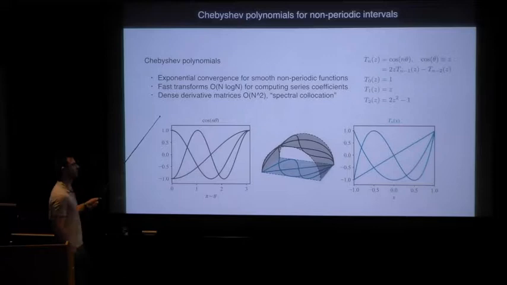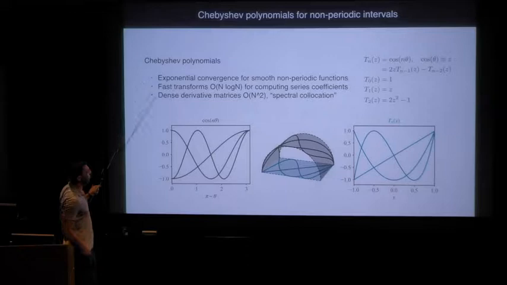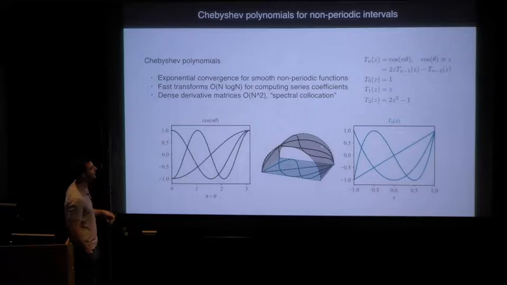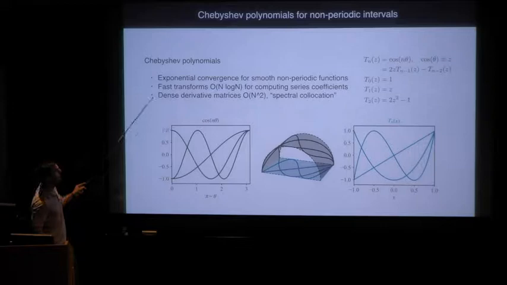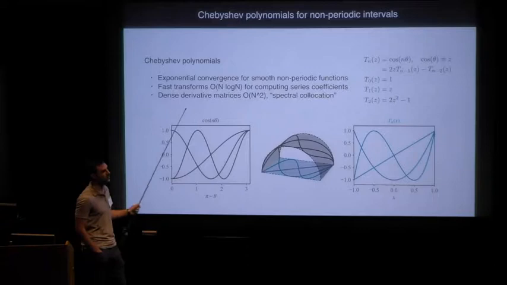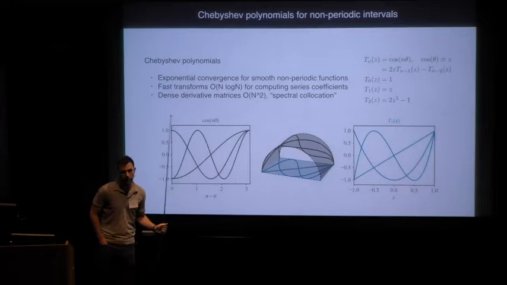So if you're trying to solve a problem just in a closed domain and you use Chebyshev polynomials, you'll get exponential convergence to solutions. You get a fast transform because you can use the DCT to convert between the polynomial coefficients and the values on a grid. But the big drawback, the big difference between polynomial spectral methods and Fourier spectral methods, is that the derivative matrices are no longer diagonal. And in fact, for regular Chebyshev polynomials, they're dense.